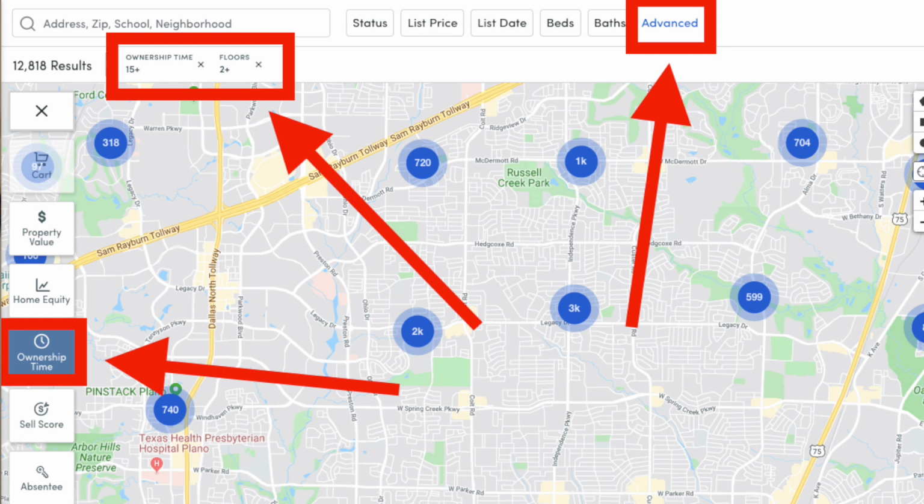Now, second strategy involves homes that are 2 stories and involves home ownership of 15 plus years. So by you looking at homeowners that have lived in their home for 15 years and have a 2-story home, you're looking for empty nesters. You're identifying people that are getting up there in age and may not want to be going up and down the stairs.